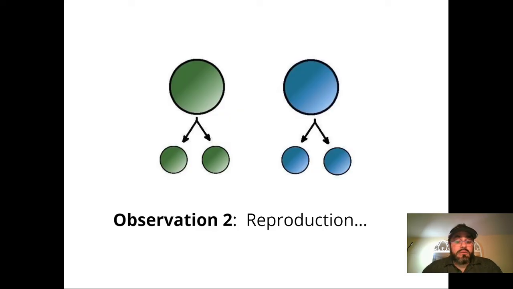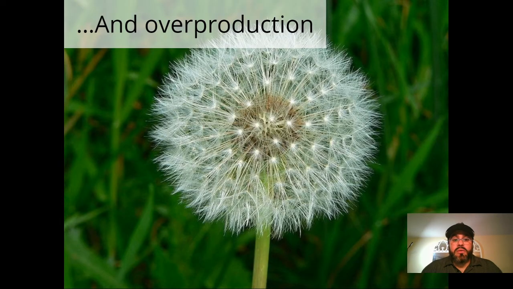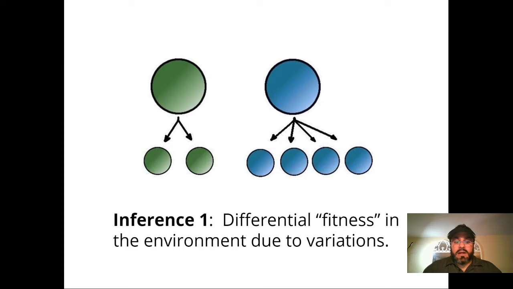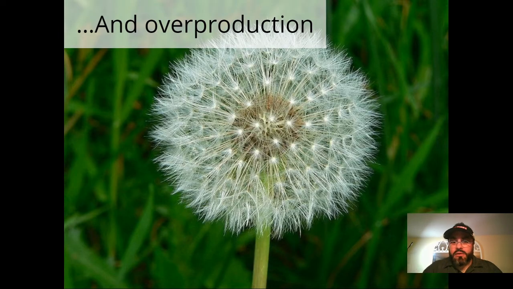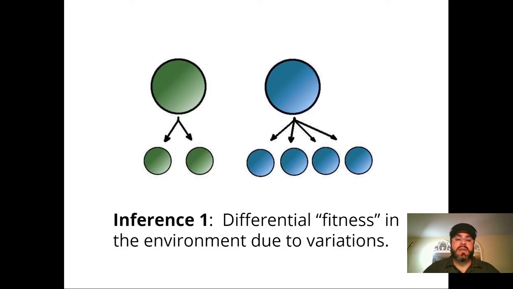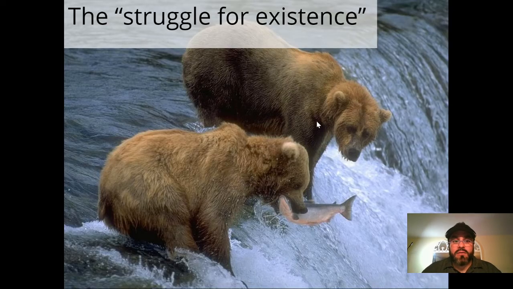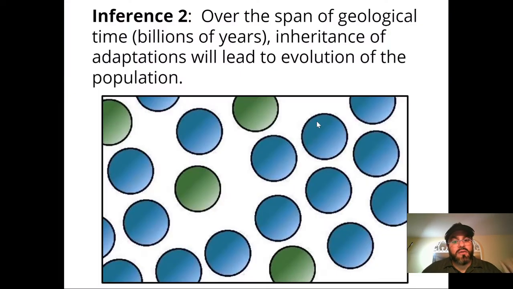He also noted that aside from variation, there's reproduction. Organisms reproduce. And most of the time, there's overproduction. In this case, he has a dandelion full of the individual little pieces which can, in theory, become a plant. And he also noticed this. He inferred that, well, there's different fitness. Fitness being the likelihood of survival and passing on your genes and reproducing. Some variations are just better than others at reproducing. And there's also this struggle for existence.